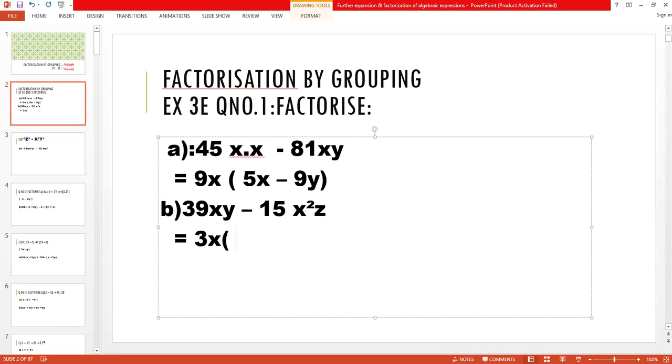So in the 3 times table, when 39 will come, 13 times, we write x outside the bracket and y inside the bracket. Next, in the 3 times table, 3 times 5 is 15. x squared means, as we have done, x into x. So one x we put outside, and one x we put inside, and then we write z. In this way, we factorize these two. I think these are very easy. You have also done such questions in class 7.